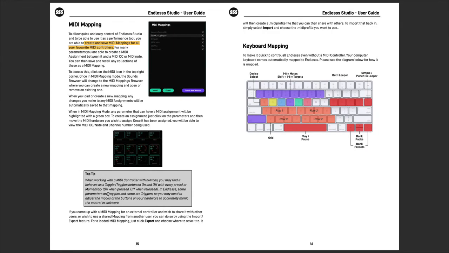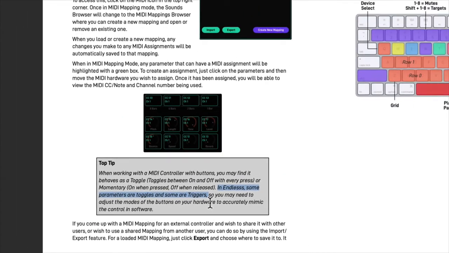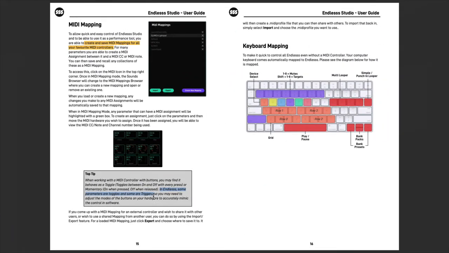When working with a MIDI controller with buttons, you may find it behaves as a toggle on and off switch, or momentary on when pressed, off when released. In Endless, some parameters are toggles and some are triggers. This is really cool, right? You've got two kinds of MIDI, on and off, and then you have 0 to 127. So you may need to adjust the modes of the button on your hardware to accurately mimic the control in the software. All right, so those are good tips right there to highlight.